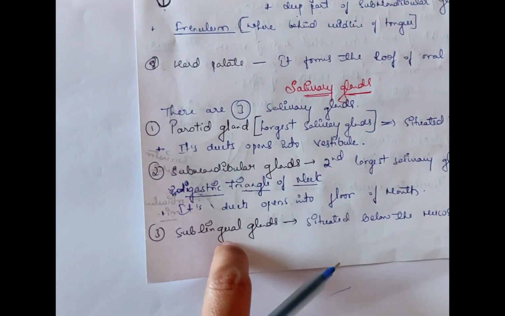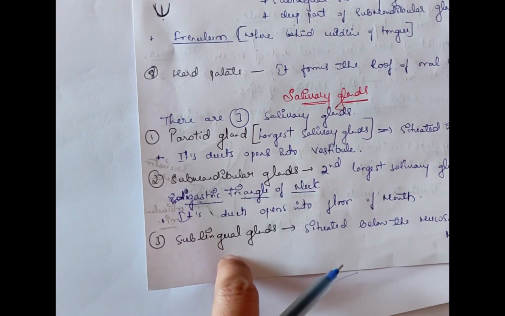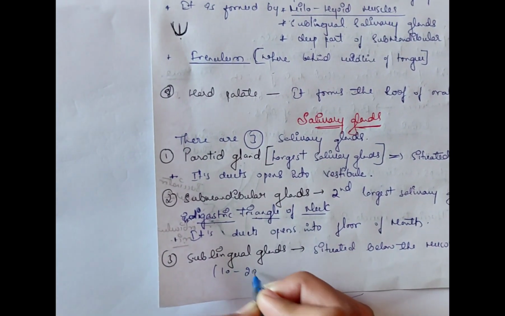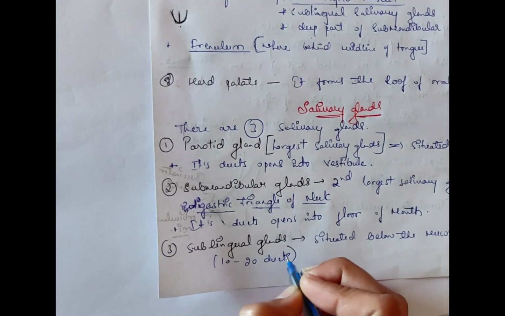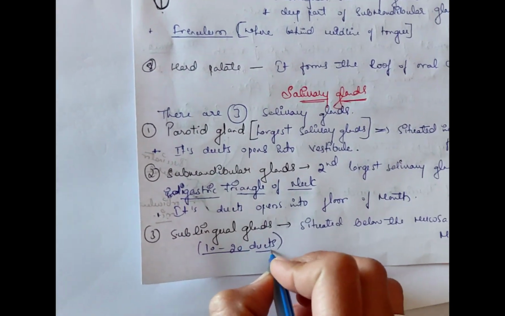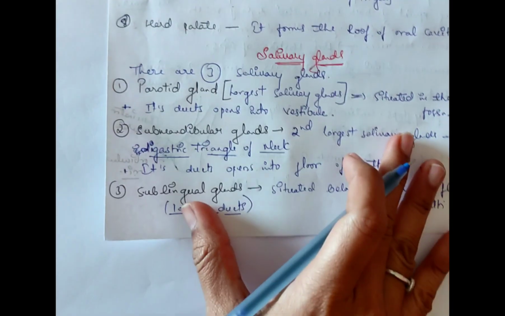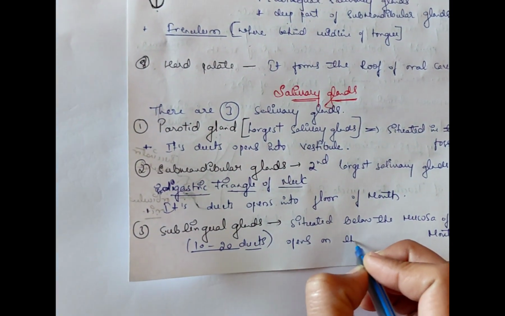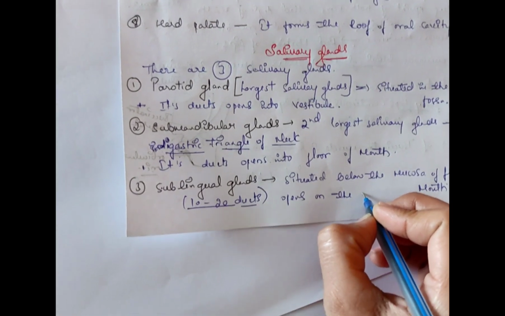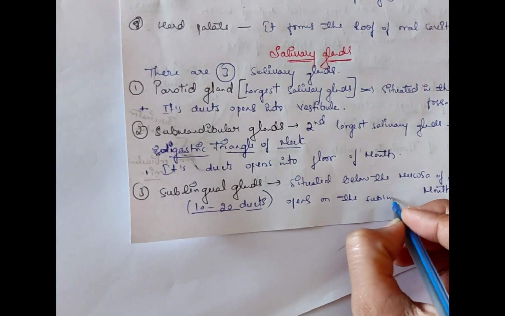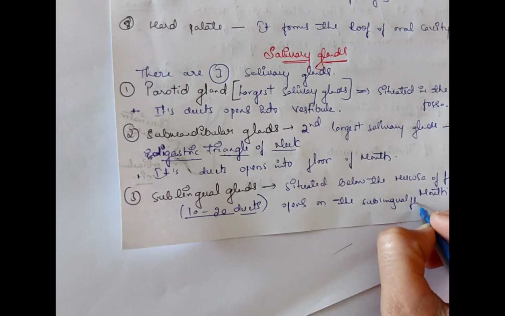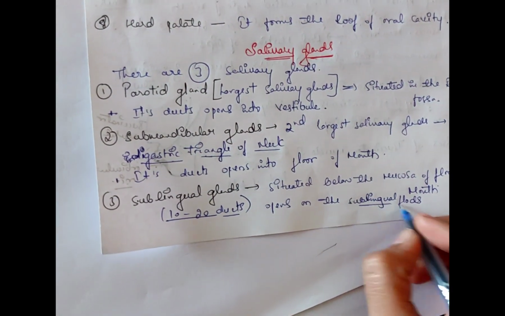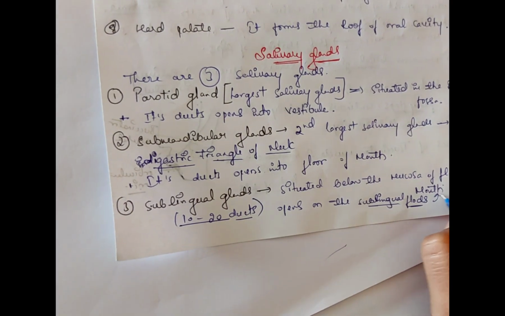The ducts open into the sublingual folds of the mouth. There are 10 to 20 ducts, which open onto the sublingual folds in the floor of the mouth.